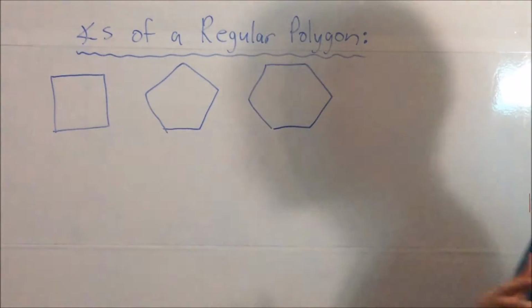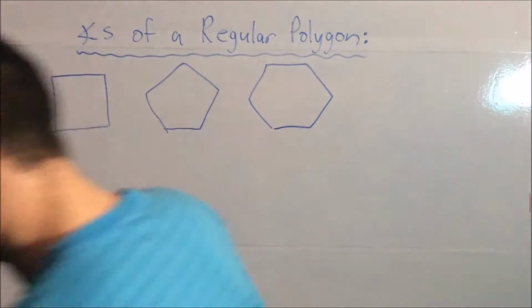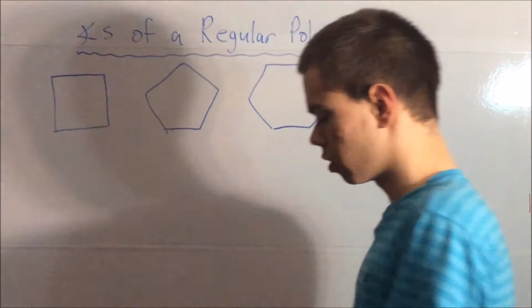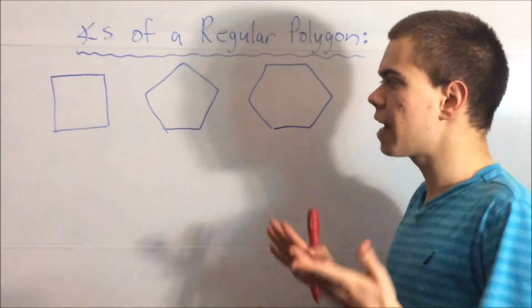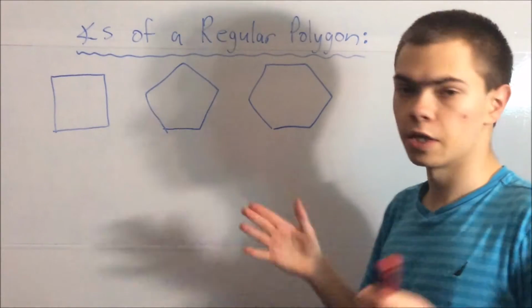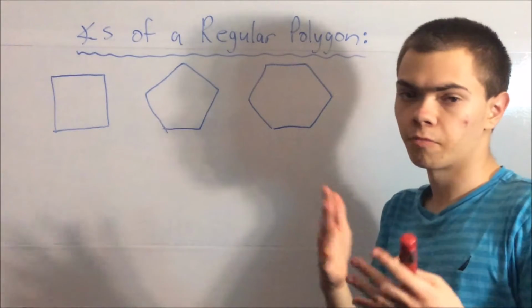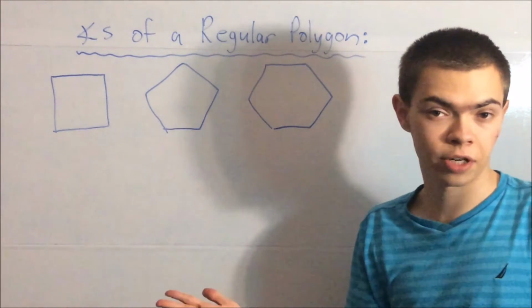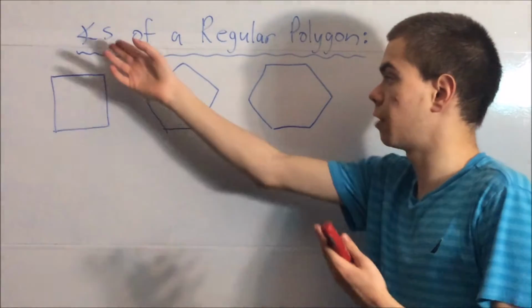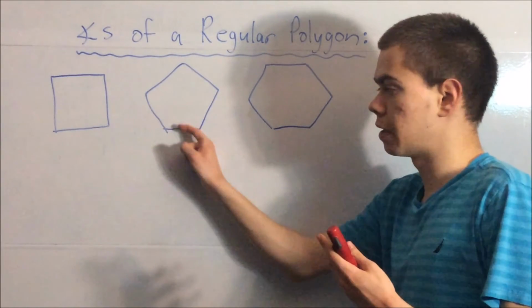Now, the way we're going to do that is a really interesting approach. We are going to divide our regular polygons up into triangles, because we know the sum of the measures of the angles in a triangle, right? The sum of the angles in a triangle is just 180 degrees. And we're going to use that idea to figure out the measure of an angle in a regular polygon.